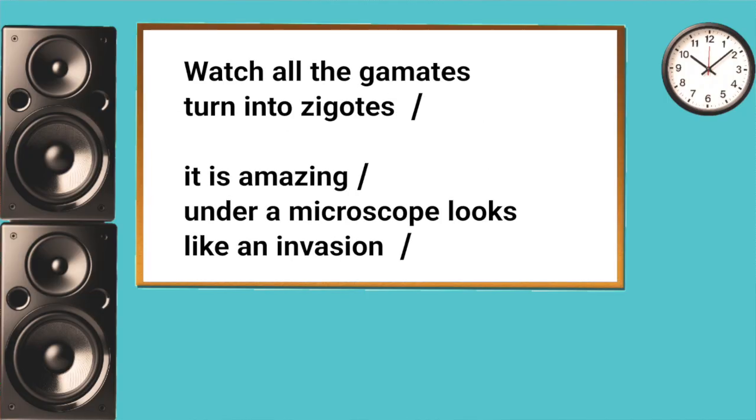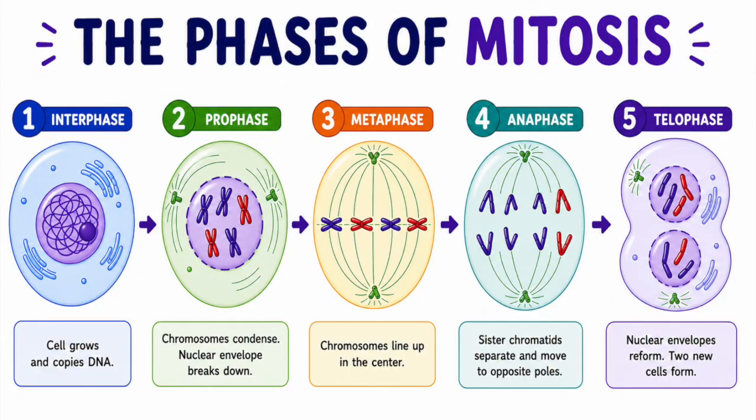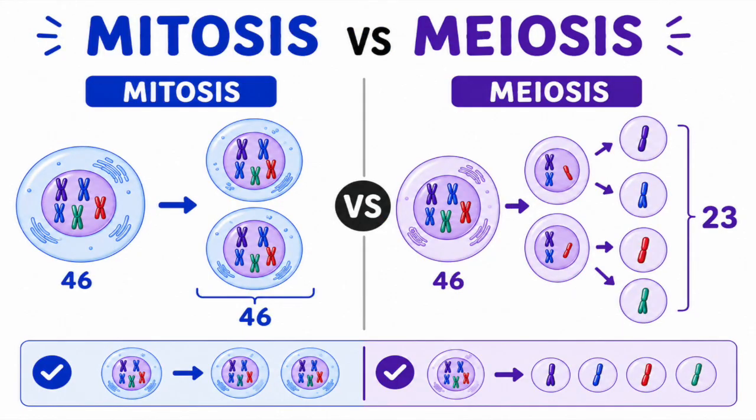Look how it changes. Watch all the gametes turn into zygotes. It is amazing. Under a microscope looks like an invasion. Watching the cells divide, but really it's multiplication. Cell division follows a sequence of phases including interphase, prophase, metaphase, anaphase, telophase, and cytokinesis. Mitosis and meiosis are different cellular processes that produce different outcomes.